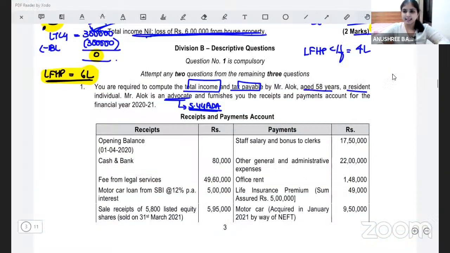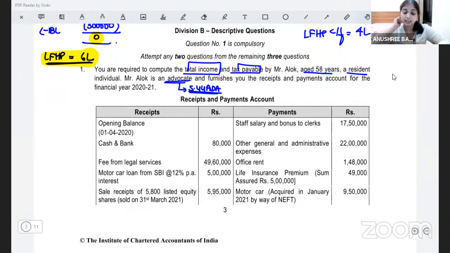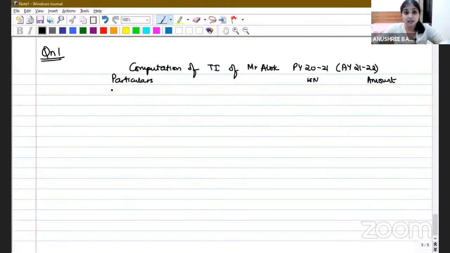Now let's read the question. As and when we come across adjustments, we'll keep putting them down. Now he's an advocate and they've given us a receipts and payments account. Look at the receipt side first. Opening balance 80,000, cash at bank 80,000, fine, nothing to do. Fee from legal services. It shows the assessee has professional income, right? So professional income will go to which head? Professional income goes to PGBP. So under particulars, write PGBP, give reference to working note number 1. Leave some 10 to 12 lines gap and open the first working note number 1, PGBP.